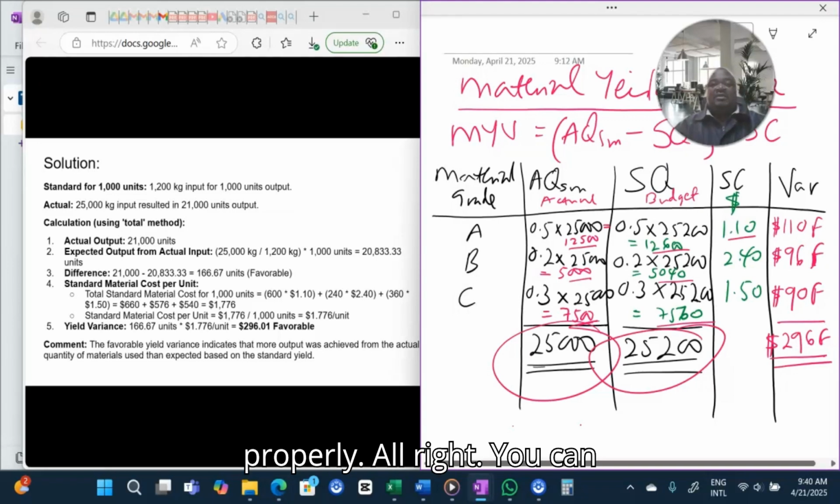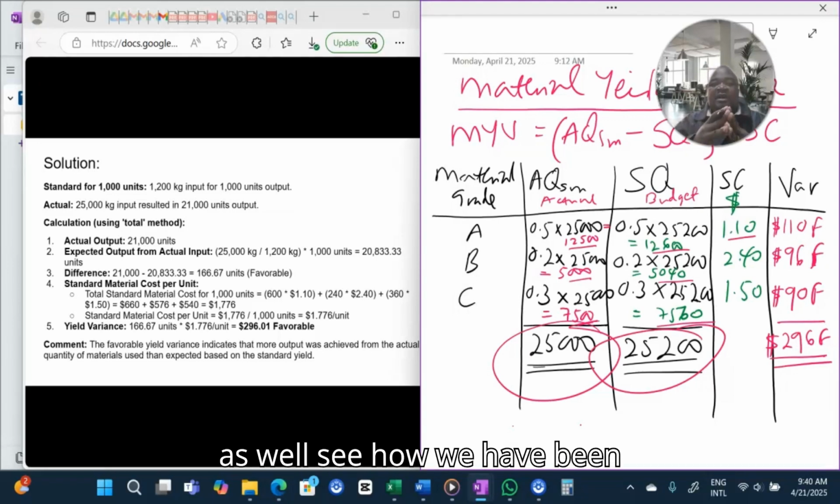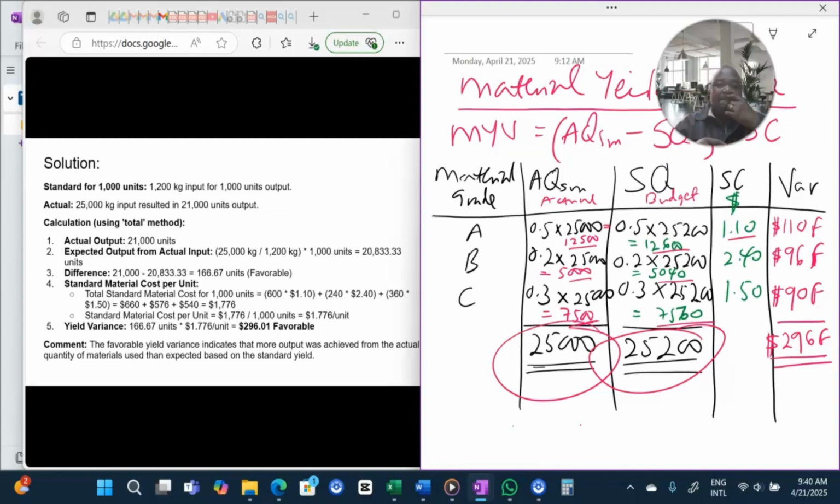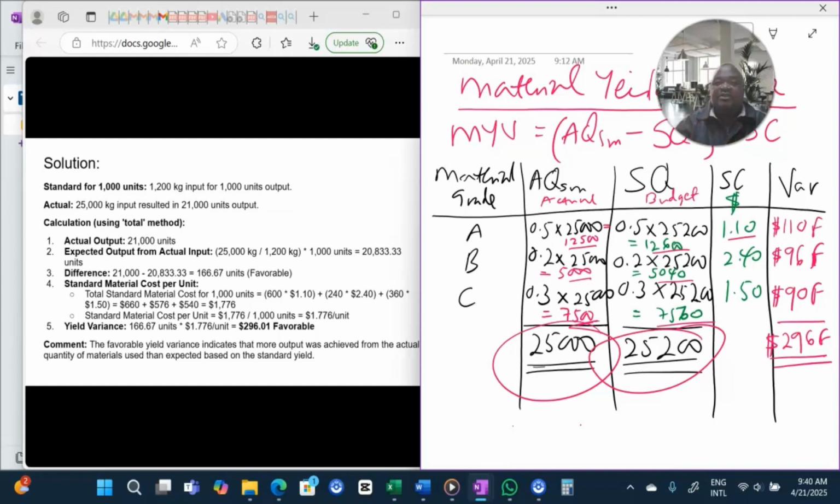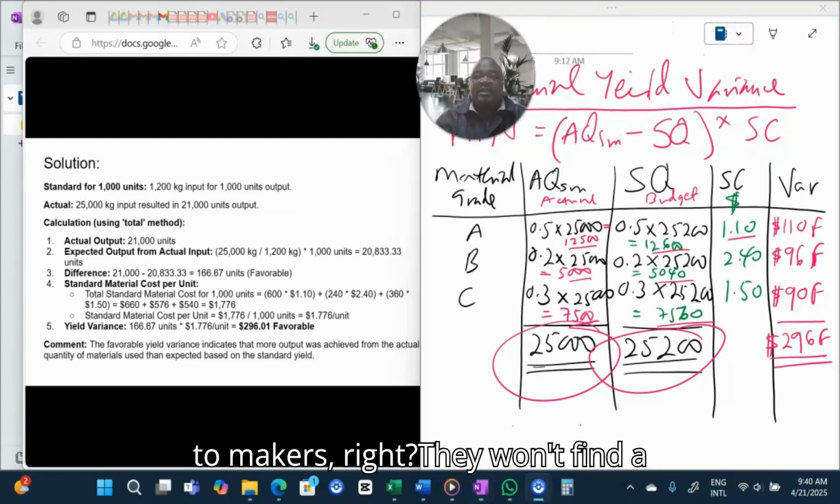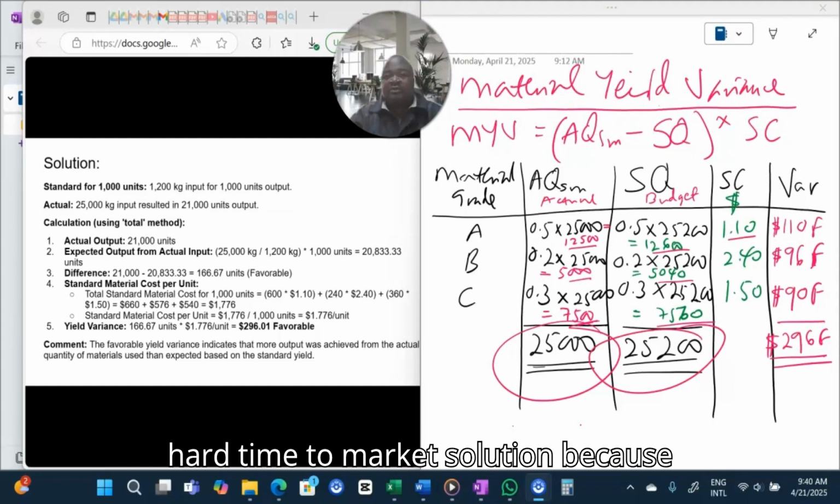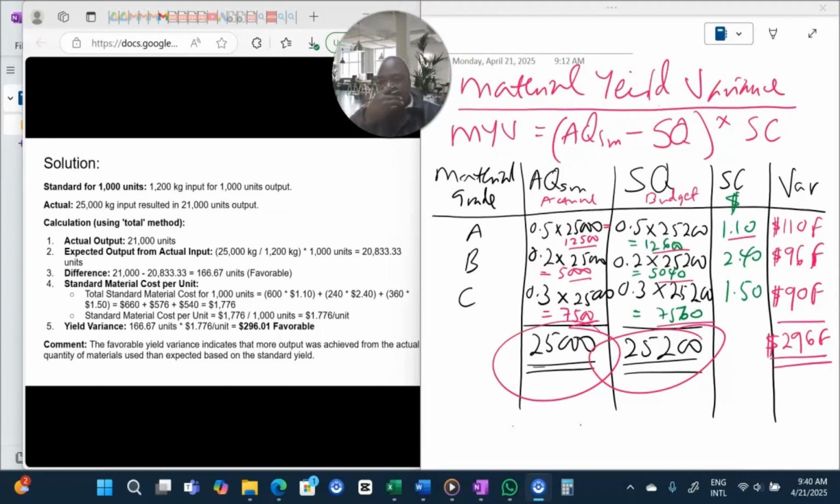All right, you can as well see how we have been doing it. All right, what we've been doing was very clear to markers, right? They won't find a hard time to mark your solution because tables usually are organized and easier to follow.